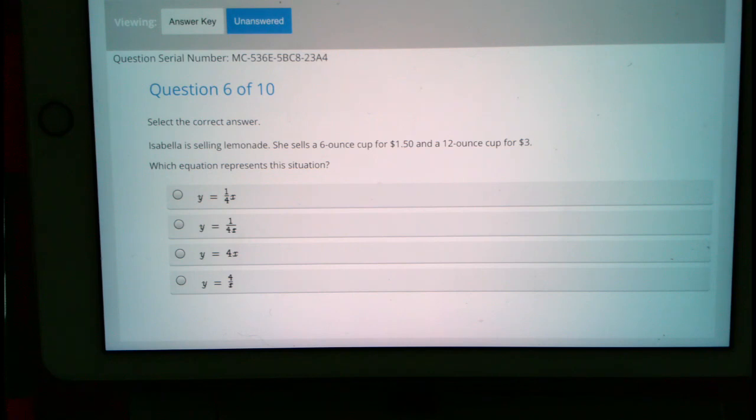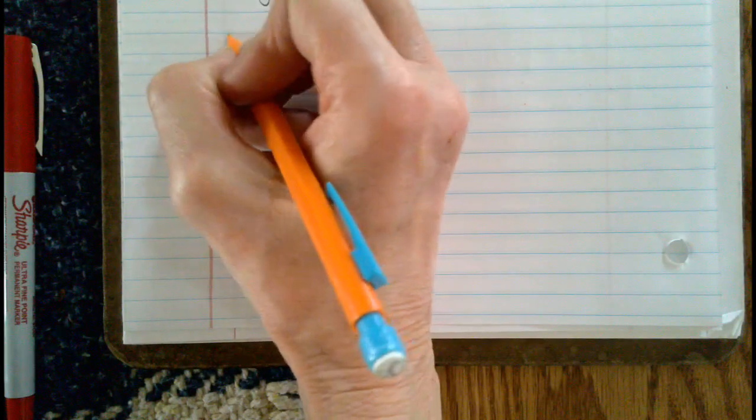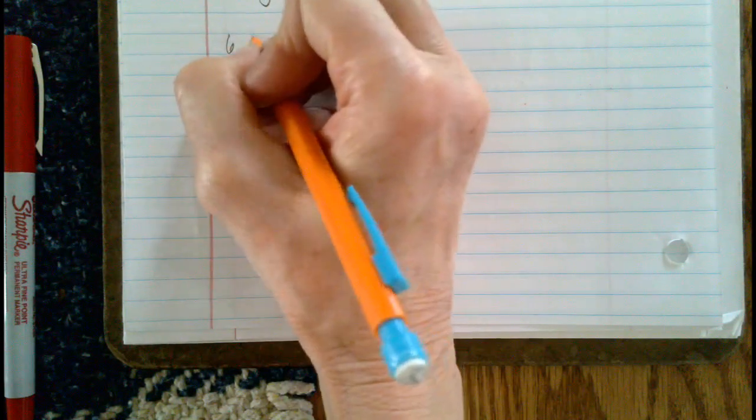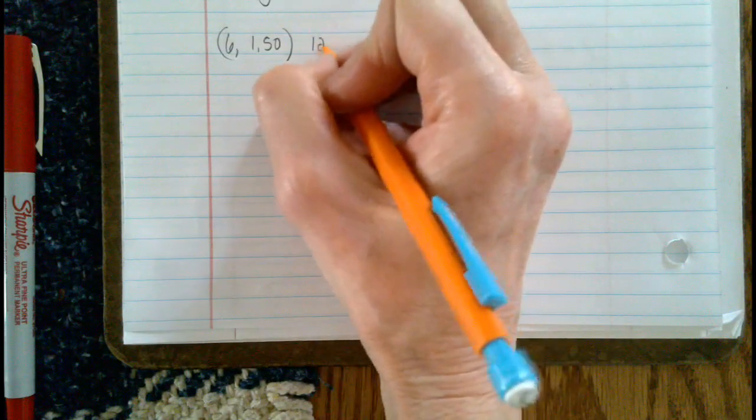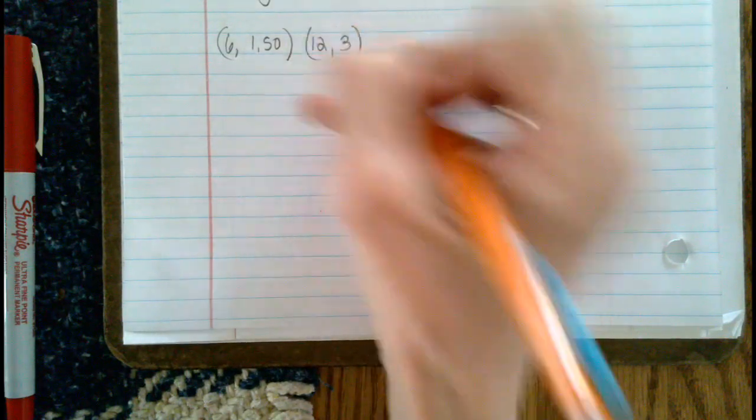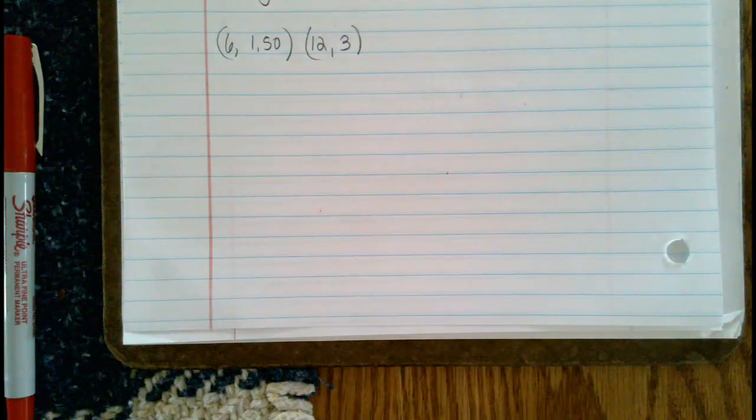So Isabella is selling lemonade. She sells a 6-ounce cup for $1.50 and a 12-ounce cup for $3. And it says write the equation that represents this situation. So once again, let's set up our ordered pairs. So we have, again, a 6-ounce cup for $1.50 and a 12-ounce cup for $3. And we want to write the equation that represents.